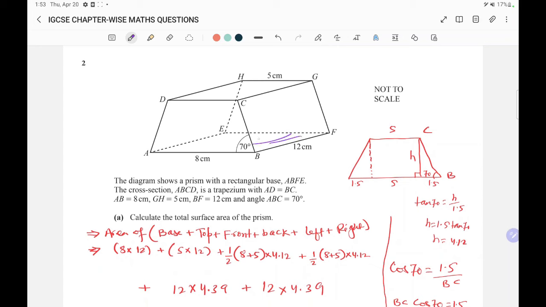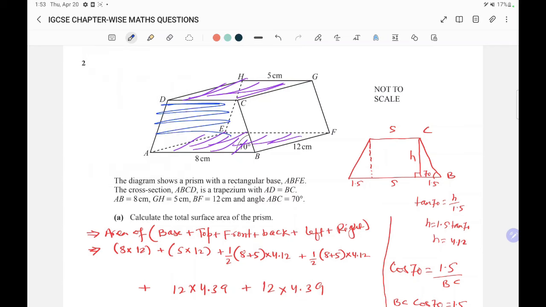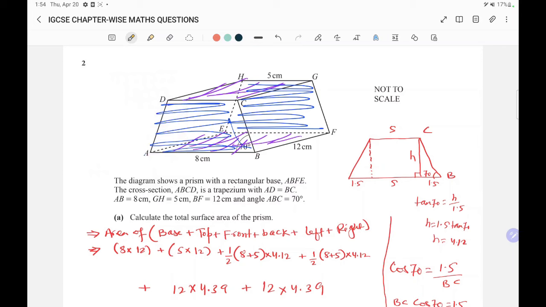So base means this one. Okay, bottom. Top means this one. Area of base, area of top. Front means this one. This is our front. And back is this one below. This is back. Now we need to find left and right. Left is this one. And right is this one. This is right. Okay, I have tried to show all these.